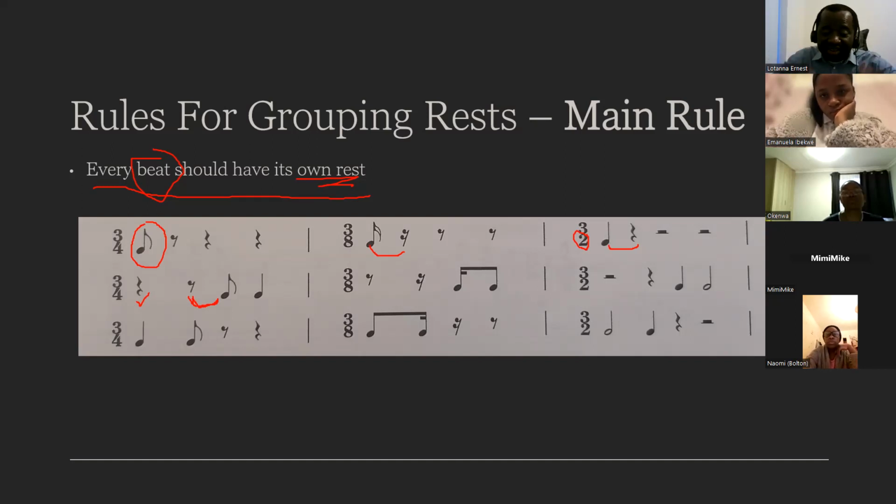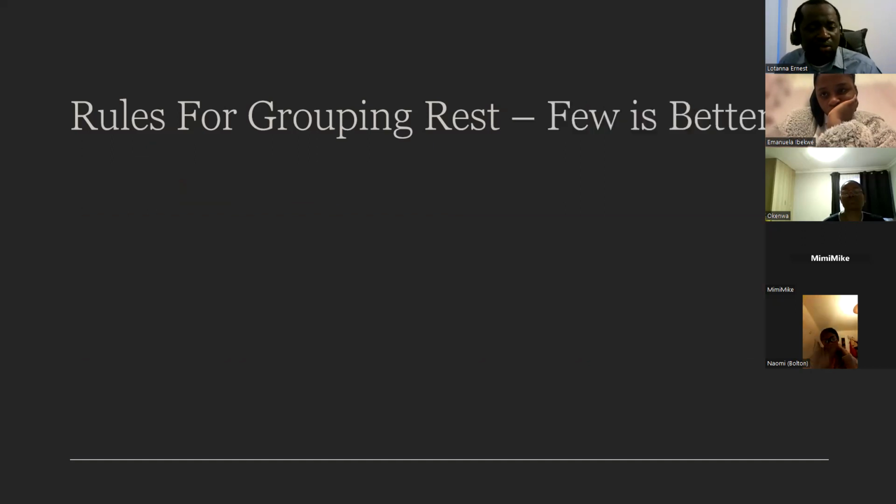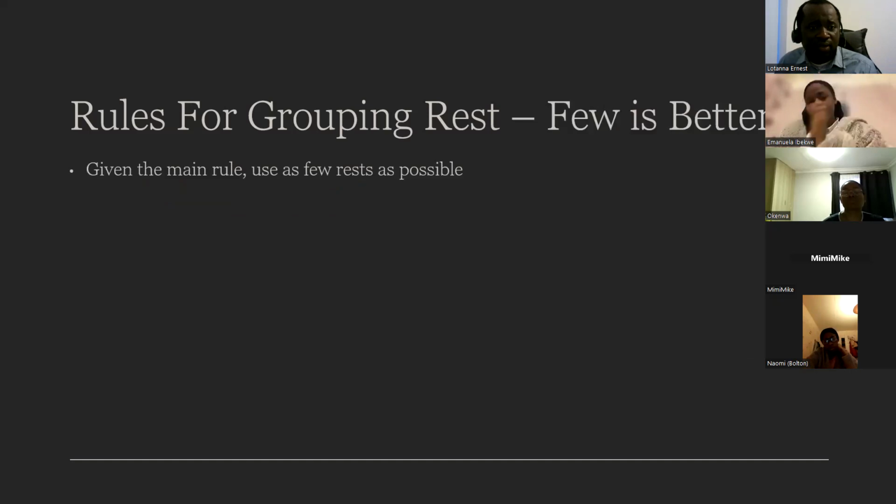You have to sit down and start rearranging it and say, okay, this note, should it be this rest that will follow this note? Or can I divide this rest? Because sometimes we need to divide the rest into two, all right? So that half of that rest will complete the note that comes before it, or the note that goes after it, and then you now have the other rest completing the other one. So it's very important. I think rules for grouping rest, few is better.